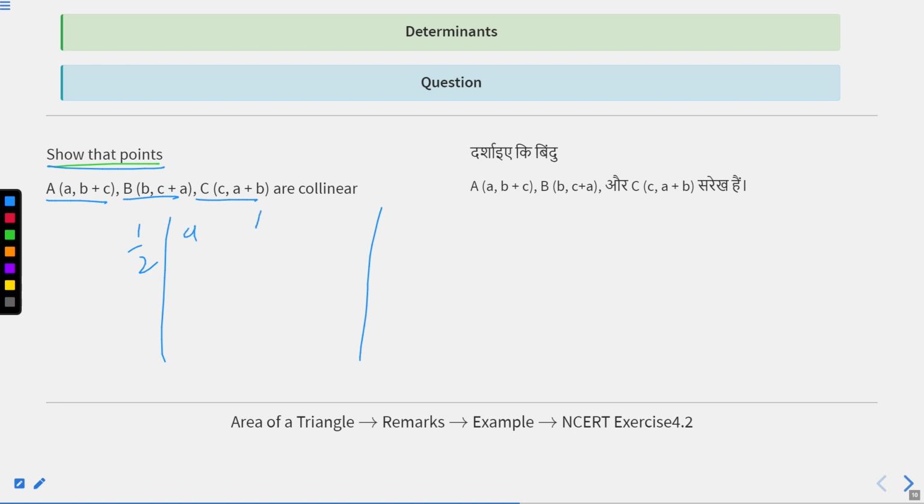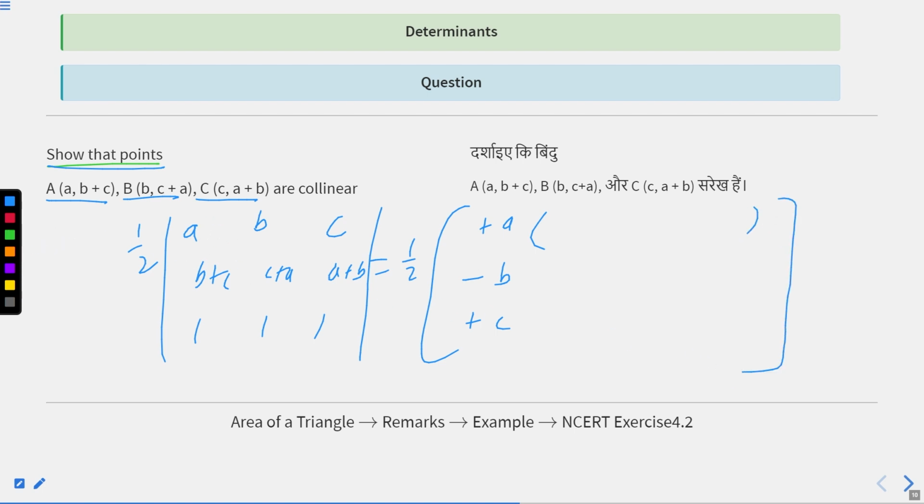So x1, x2, x3, y1, y2, y3, 1, 1, 1. Now what? I'll be expanding using row 1. Using row 1, you will have plus a, minus b, plus c. Now eliminate this, and what are you left with? So c plus a, minus a plus b. Simple.